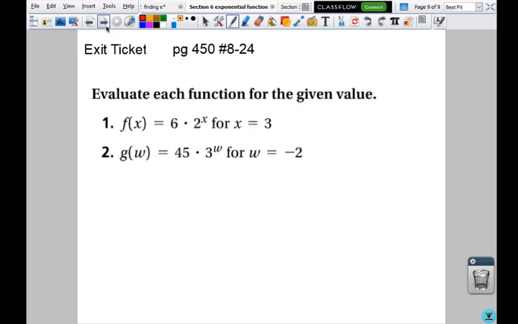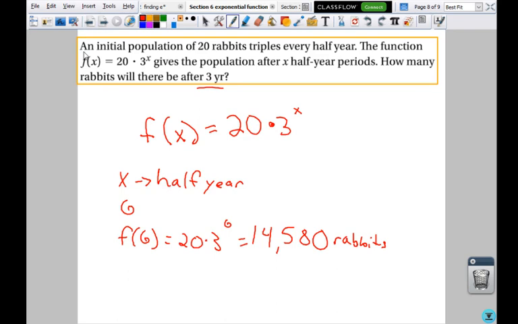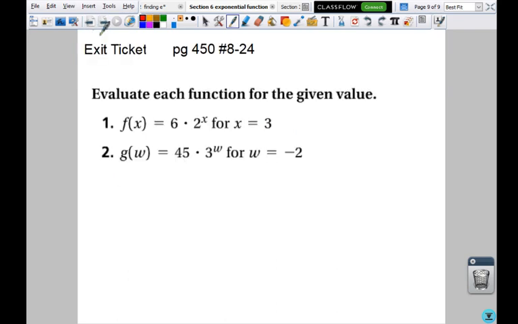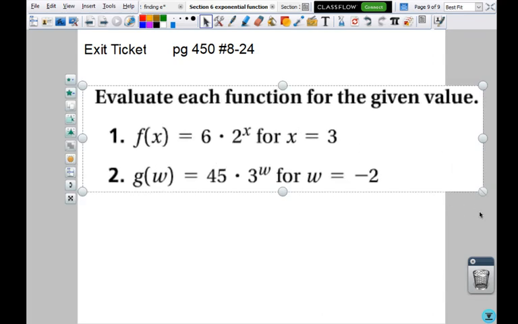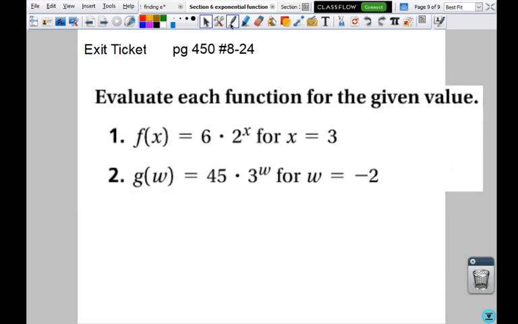All right, your exit ticket isn't on there because I didn't have space. This is your exit ticket. It's basically what we just did, but instead of giving you a story problem, it just wants you to plug it in. For problem 1, you're going to calculate 6 times 2 to the x when x equals 3. So you're going to plug in 3 for x.